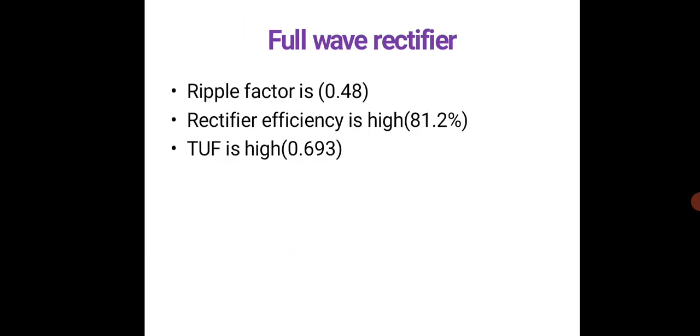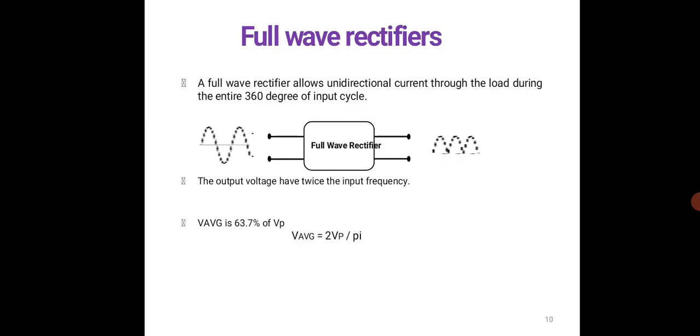For the full wave rectifier, the ripple factor is 0.48. The rectifier efficiency as well as the TUF are high compared to the half wave rectifier, which are 81.2% and 0.693 respectively. The full wave rectifier allows a unidirectional current through the load during the entire 360 degrees of the input cycle. You have both positive half and negative half, and there will be 4 diodes. Two diodes conduct in one cycle of the wave and the other two diodes conduct in the other cycle. The output voltage has twice the input frequency. The average voltage is 63.7% of the peak voltage.